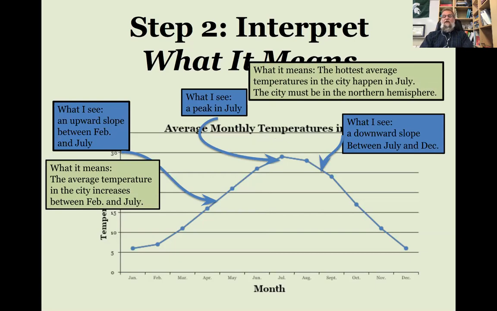The city must be, and I could also then deduce from that, possibly the city must be in the northern hemisphere. If my hottest month is July, that must be when North America is tilted towards the sun.